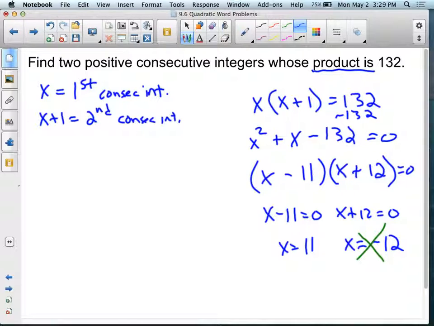So our 2 integers then? We know that the first one is x equals 11. And then x plus 1 is going to be 12. So the 2 integers are 11 and 12.